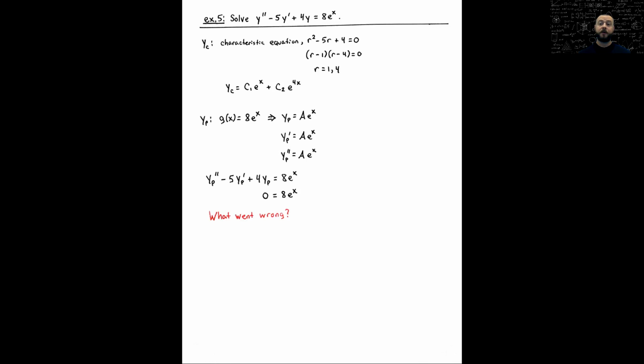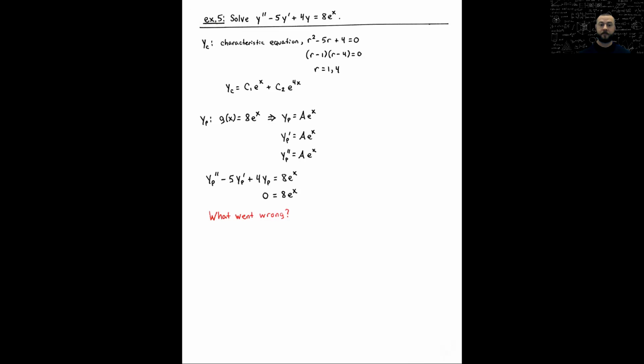And if you do that, what you actually find is the entire left side cancels out to 0. And we get this kind of nonsensical equation, 0 equals 8 times e to the x. So something went wrong. Ideally here, we should have an equation that allows us to solve for the value of a. And we don't here. There's no unknown a appearing in this equation, 0 equals 8 times e to the x. So what went wrong?